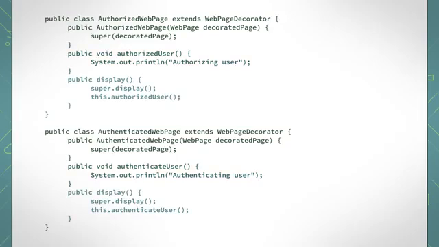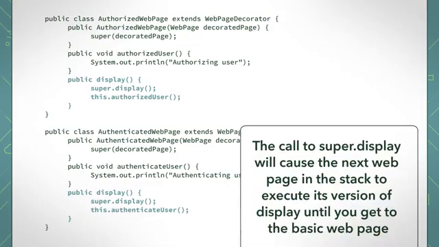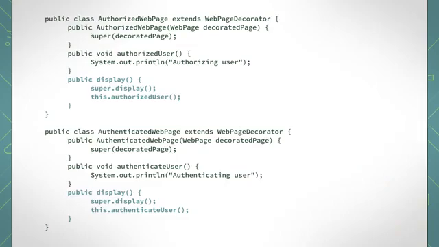In order to recursively call the display behavior, the concrete decorators invoke the superclass's display method. Since the abstract decorator superclass facilitates the aggregation of various types of web pages, the call to super.display will cause the next web page in the stack to execute its version of display until you get to the basic web page. The recursive call will end here because the basic web page is the concrete component, which does not aggregate any other types of web pages. The idea here is to link the calls of display all the way to the bottom and bubble the execution back up. This makes sense because you need to build your basic web page before you can add more behaviors to it.